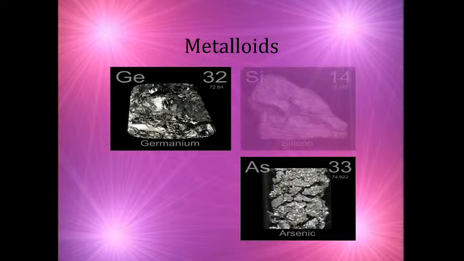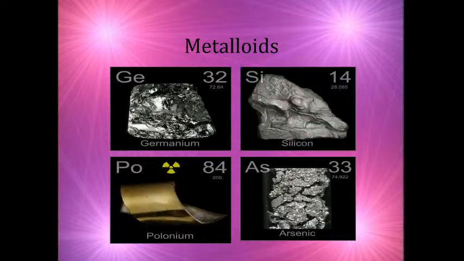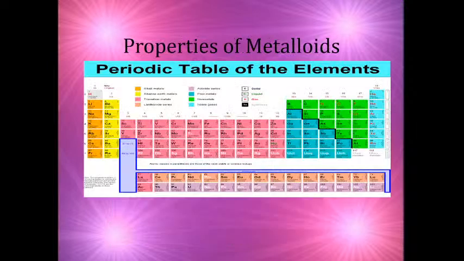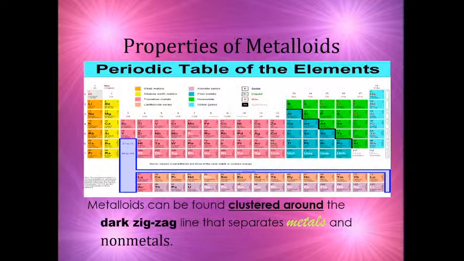What are metalloids? Like germanium, arsenic, polonium, right? Silicon, these all are what? Metalloids, right? Where is the position of metalloids? The metalloids can be found clustered around the dark zigzag. Boron, silicon, then arsenic, tellurium, polonium, these all are what? They sit along this zigzag pattern that separates metals and non-metals, right? And it means they are present in between the metals and non-metals in the modern periodic table, right?